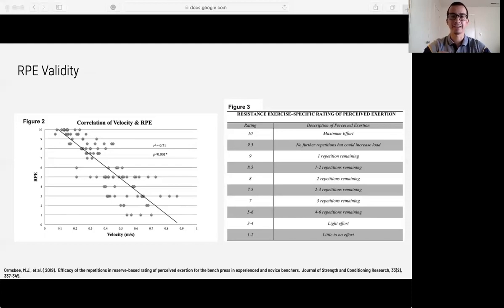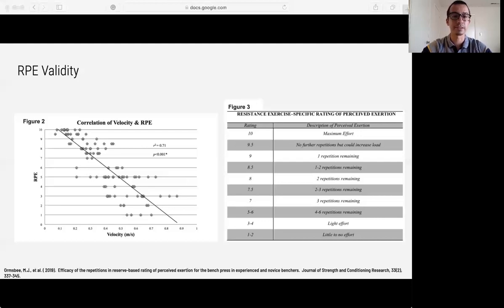So if they were to hit that lift and get 5 reps and give it a rating of 9, that means they could have hit 6 reps on that set if they wanted to. So that kind of gives us an idea of how they're feeling for that lift, specifically to how many reps are remaining, or what some of us call reps in the tank.